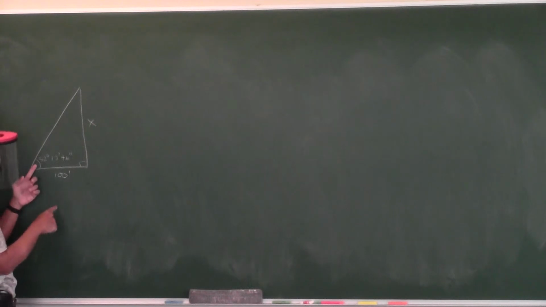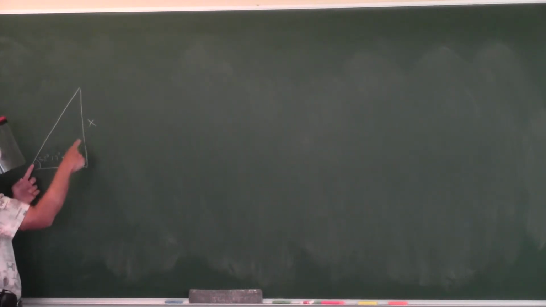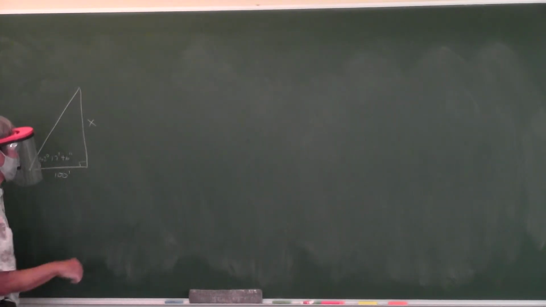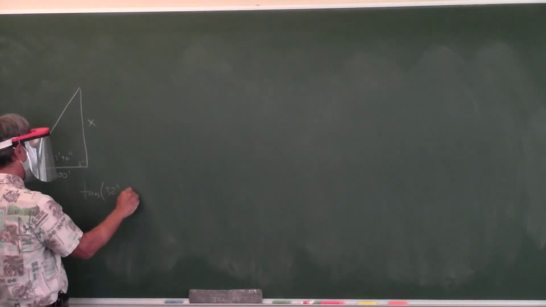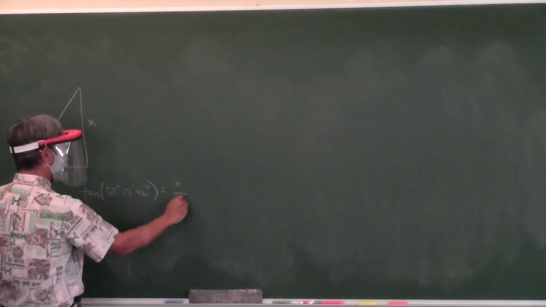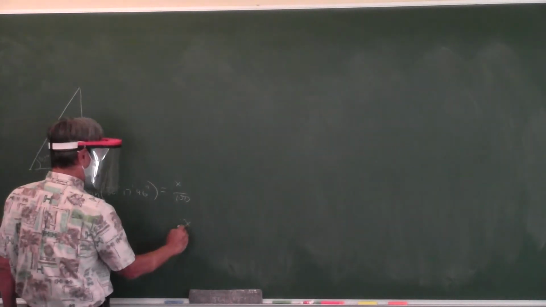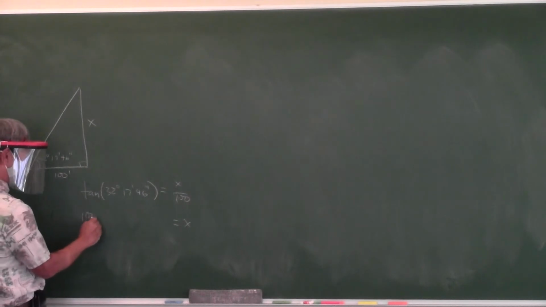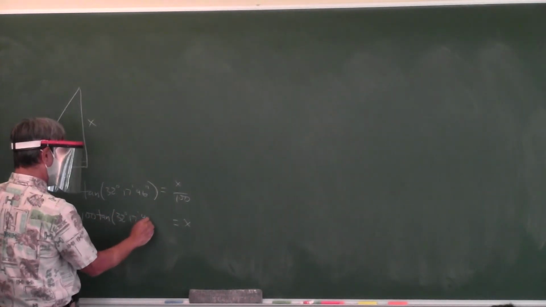Well, here's the angle. What is this? Adjacent. What is this? Opposite. Which one has opposite and adjacent in it? Tangent. So the tangent of 32 degrees, 17 minutes, and 46 seconds is equal to opposite over adjacent. Can I solve for x? Yes. So x, which is the height of the flagpole or the building, is 100 times the tangent of 32 degrees, 17 minutes, and 46 seconds.